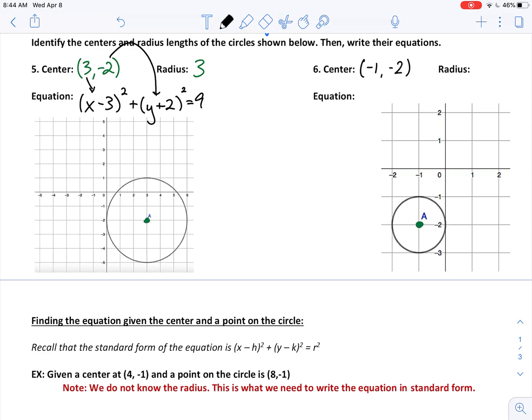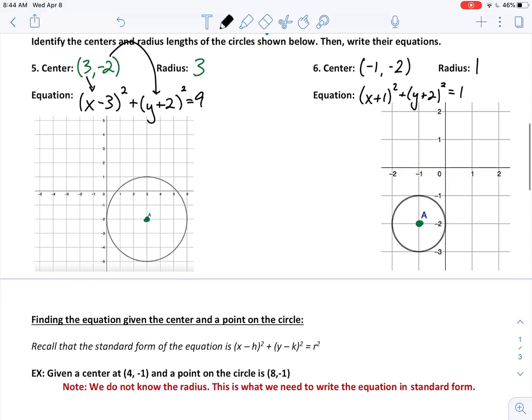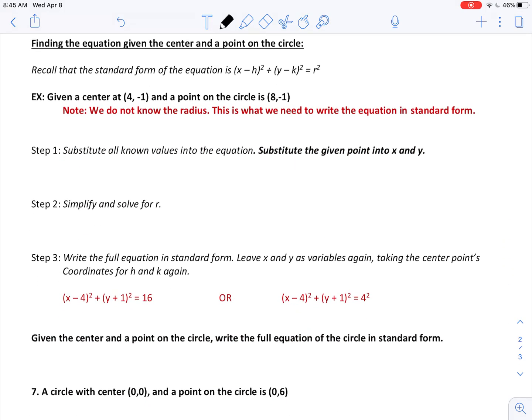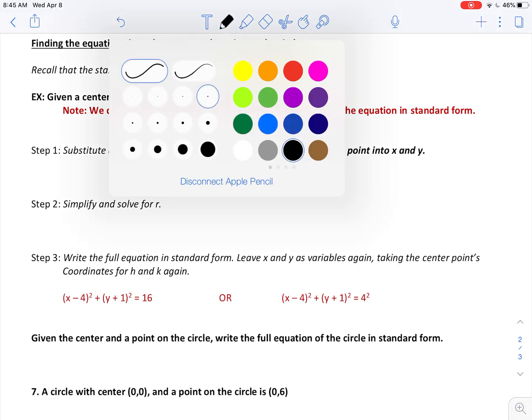And why don't you guys pause the video again, try 6, and then we're going to talk about our final problem type for the day. So number 6, center negative 1, negative 2, radius is 1, so this should be x plus 1 squared plus y plus 2 squared equals 1, or 1 squared.